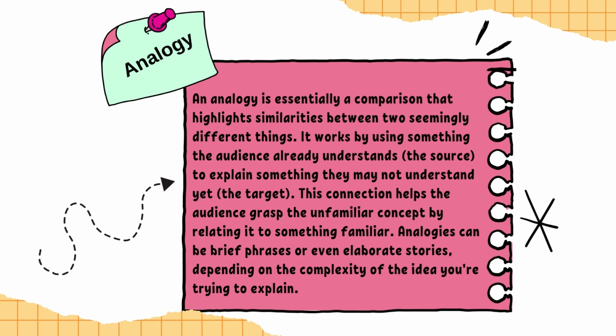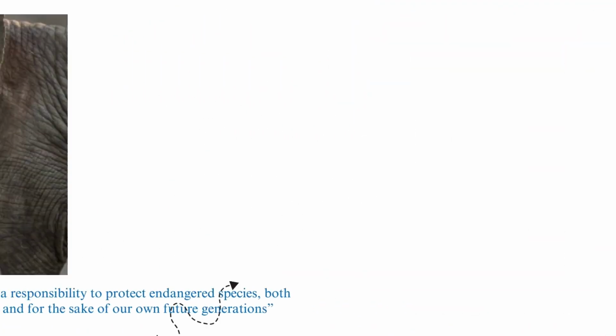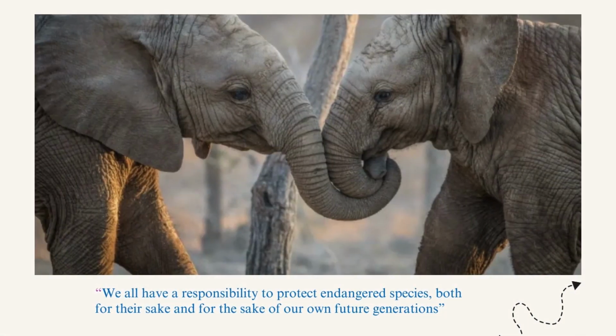What I mean is, an analogy is essentially a comparison that highlights similarities between two seemingly different things. It works by using something the audience already understands, the source, to explain something they may not understand yet, the target. This connection helps the audience grasp unfamiliar concepts by relating them to something familiar. Analogies can be brief phrases or even elaborate stories, depending on the complexity of the idea you're trying to explain.